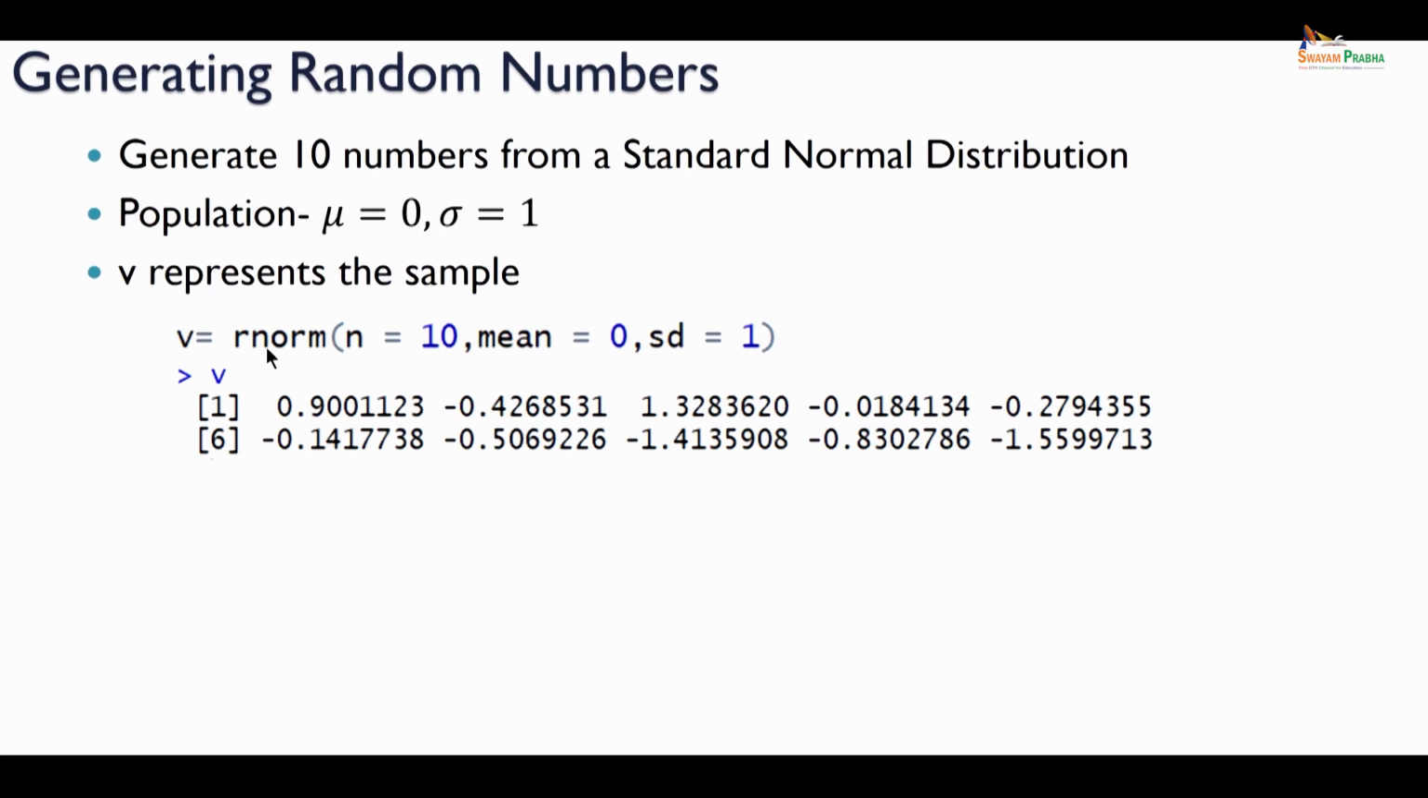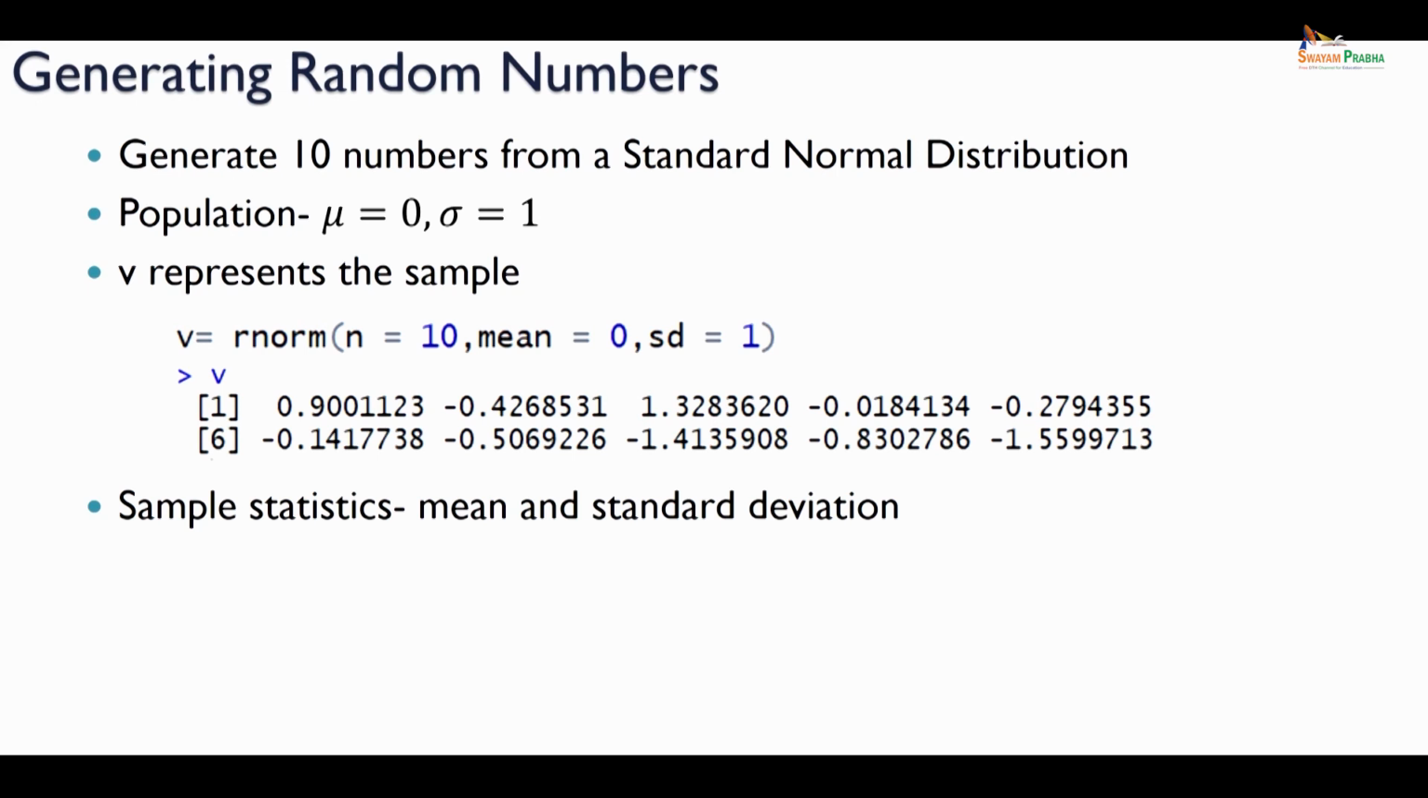Since it is a normal distribution, norm is the suffix and the prefix letter is r since it is random number generation. So, I am going to give r norm, and the inputs to this function are n, which is how many numbers you want to generate from the distribution. In my case I have said 10. Mean is the population mean from which you want to generate, which is 0, and standard deviation is the population standard deviation, in this case 1. Below you have a small snippet of the 10 random numbers that are generated.